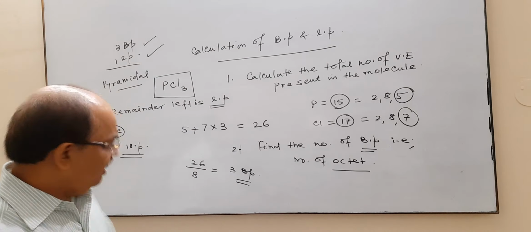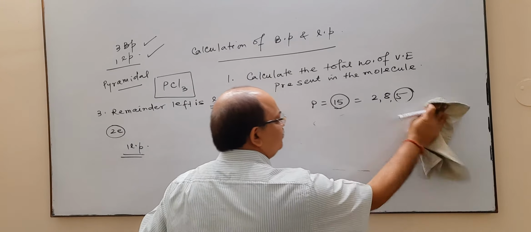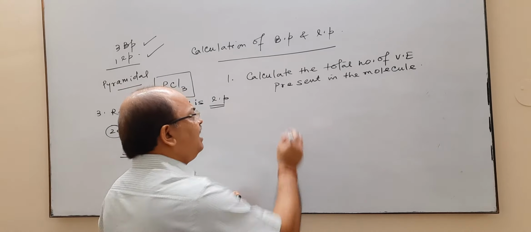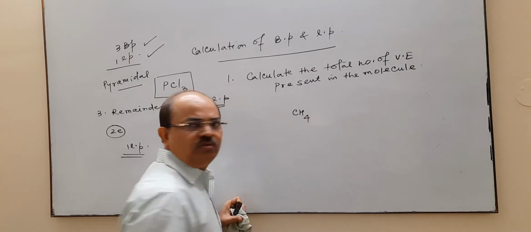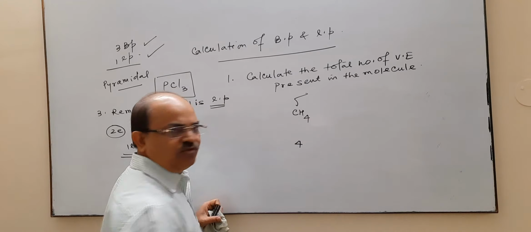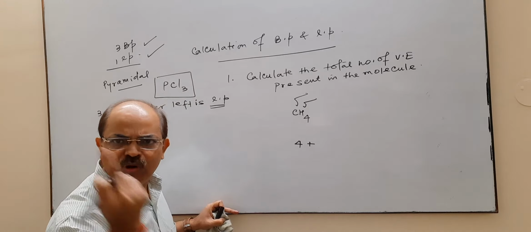Now let us suppose we consider an example like methane, that is CH4. Now what happens, valence electron of carbon is 4, but the valence electron of hydrogen is simply 1.